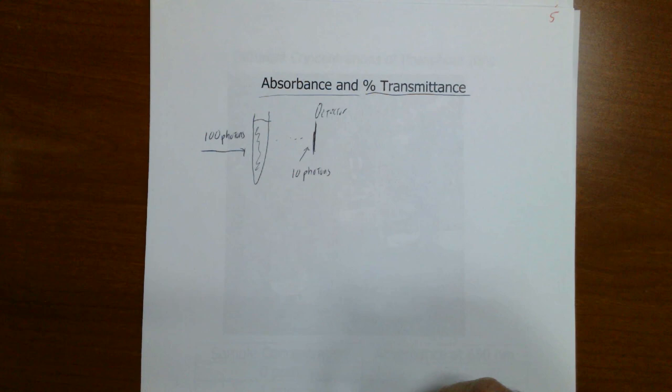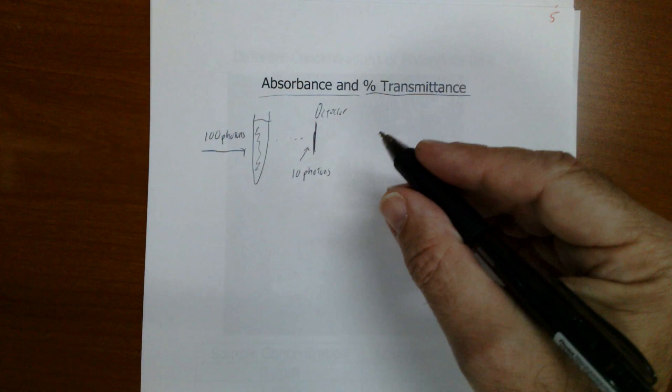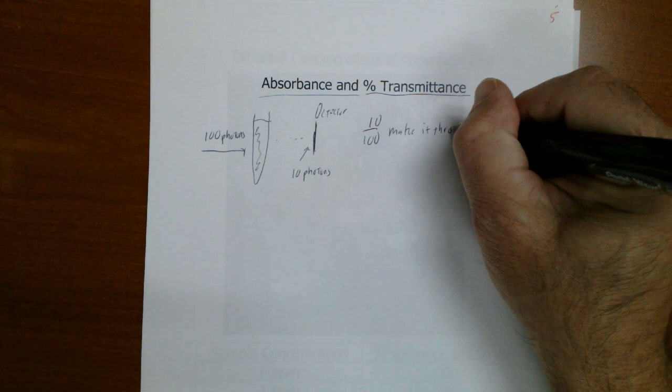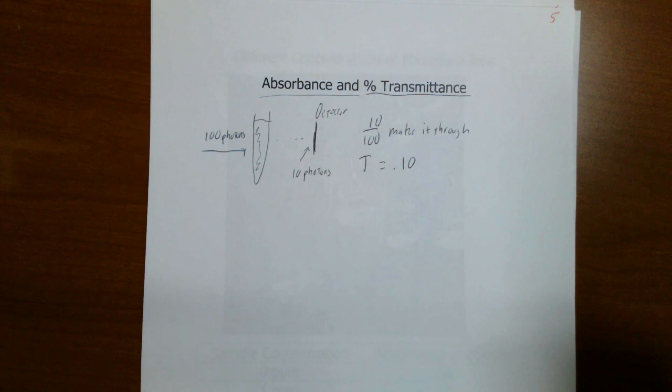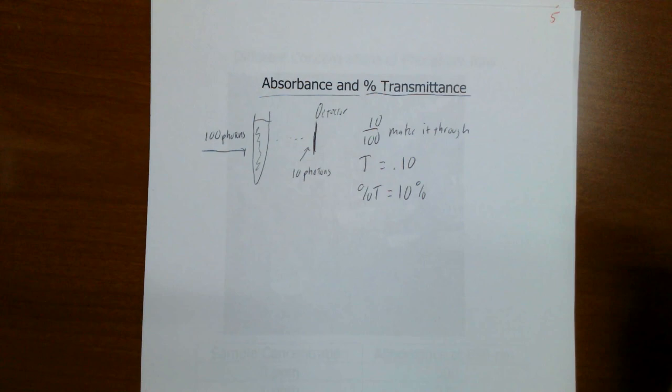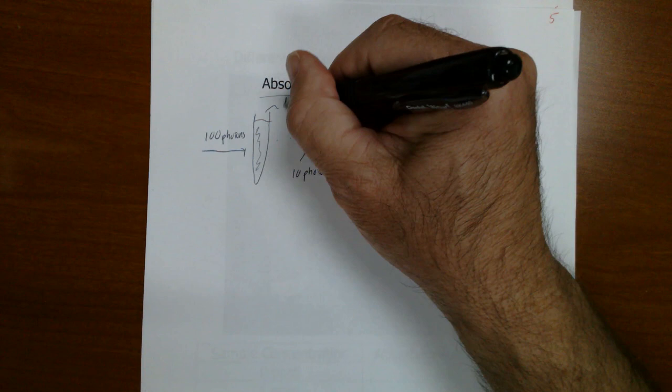Okay. Now, if we think about the fraction that's transmitted, it's 10 out of 100 make it through. And I'm going to call that the transmittance. So the transmittance is equal to 0.10. Now, oftentimes we express transmittance as a percentage. So if I convert this to a percentage, that's going to be equal to 10%. Okay. Now, let's suppose that this solution here was a one molar solution, and I'll just say of compound A.